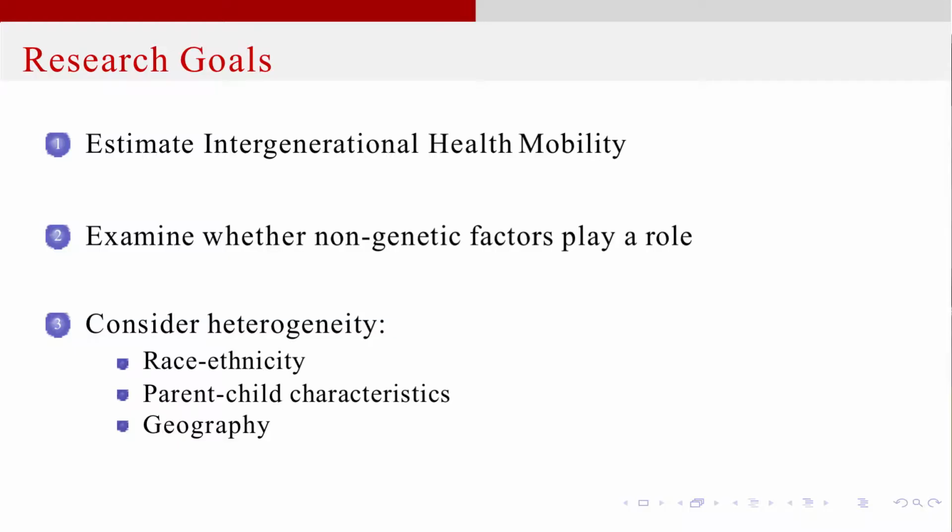So basically this is what we're going to try to do. We want to estimate the intergenerational health mobility statistic in the United States. We're going to be looking at whether non-genetic factors might be playing a role. We're also going to be considering the different types of heterogeneity that might be present. We're going to be looking at race, ethnicity, parent-child characteristics, and then of course geography.